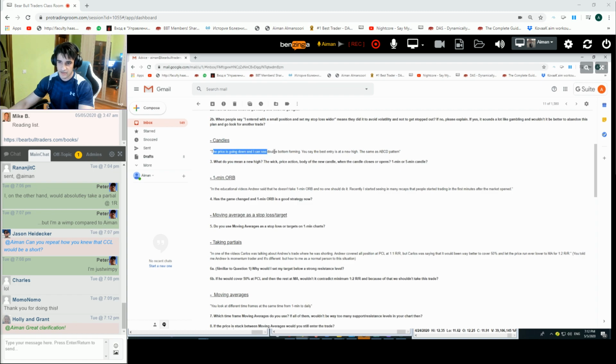Candles, the price is going down and I can see a double bottom forming. You say the best entry is a new high, same as the ABCD pattern. What do you mean by a new high? The wick, the price action, the body candle, when a new candle crosses the open, the 1-minute or the 5-minute candle? So this depends.